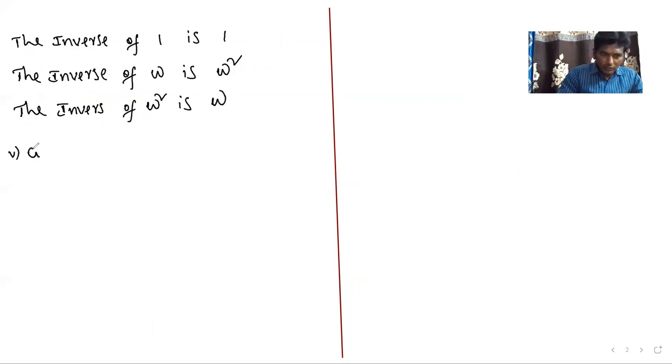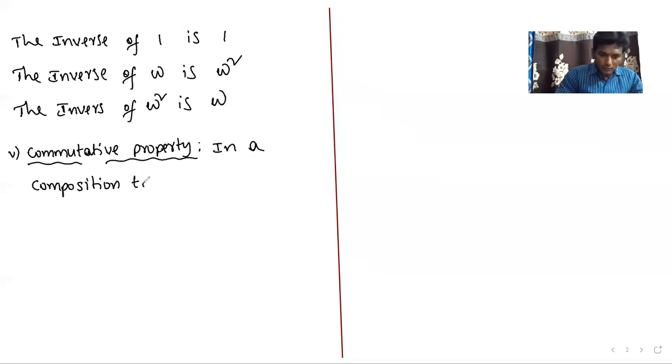Next, 5th, commutative property. Commutative property: in a composition table, the rows are identical with their respective columns.